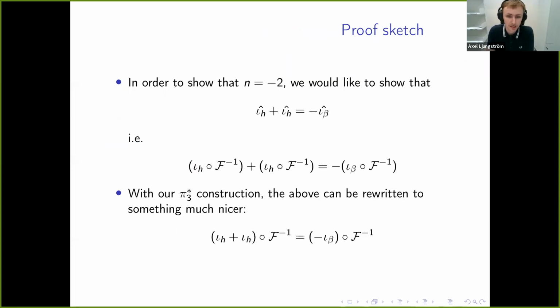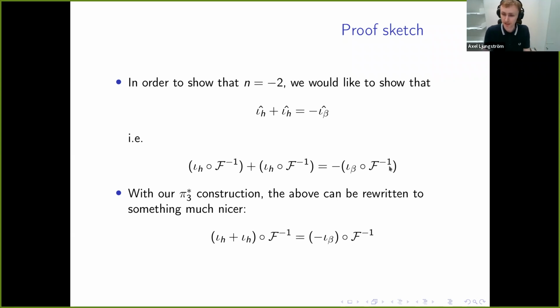So the proof is a bit silly. Here are some equations. This is the statement that we want to show. I've just moved the minus sign over to the other side. We want to show that the Hopf map plus the Hopf map is equal to minus the Brunerie map. Spelling out what this means, it's the original Hopf map that came from join S1 into S2, composed with this annoying F guy, plus itself, equals minus the Brunerie map composed with this annoying F guy.